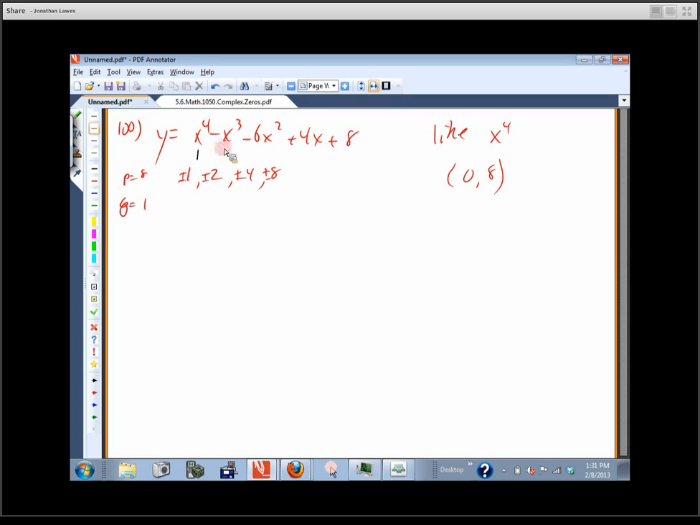This would be a plus 1. This would be a minus 6. This would be a plus, minus 4, thank you. Minus 4, and this would be a plus 8. So if I add all those together, I get 0. So that means we know for a fact that this is a 0, but that doesn't really do us any good because we want to factor the whole thing, right? So we're going to do synthetic division.